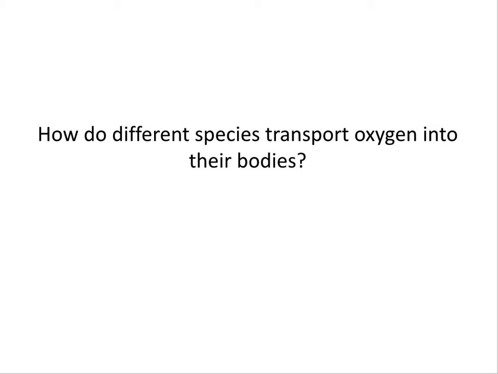Alright, so how do different species transport oxygen into their bodies? Now, some animals, such as amphibians, are able to exchange gases through their moist skin. So just literally their skin is how they're breathing. Fish use gills, while mammals, birds, and reptiles have lungs.